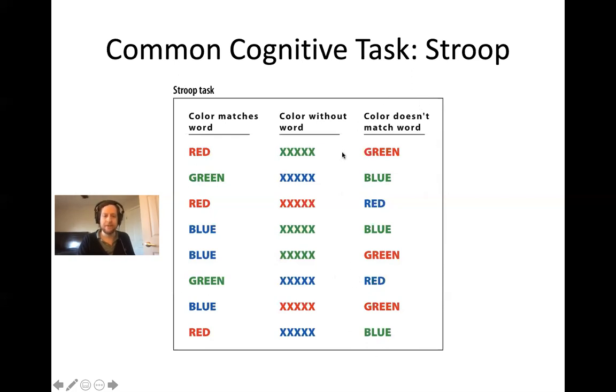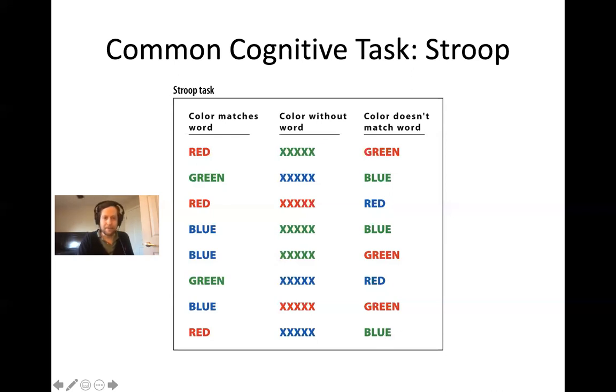You can get significant differences between groups, or between the congruent and incongruent conditions, with like 20 participants, every single time, very consistent. The difference is only like 100 milliseconds on average, but it's so consistent that it becomes statistically significant very fast. So: red, green, blue, green, red, blue, red, green. So I did a pretty good job.